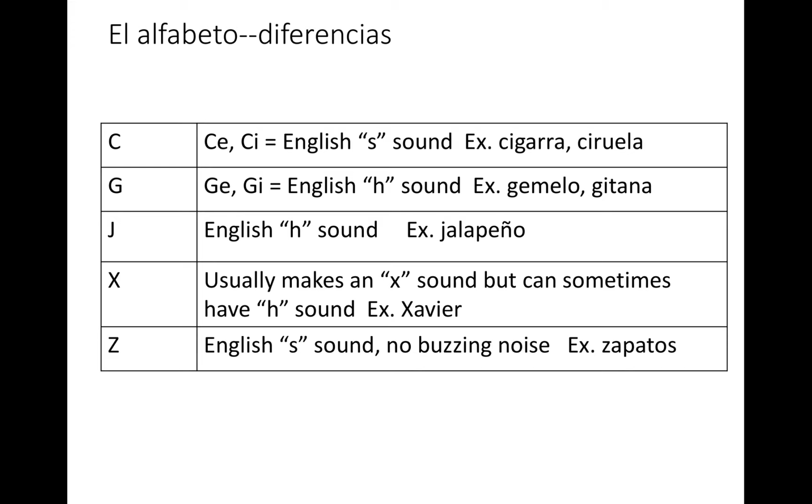The Z is different than English. It has no buzzing. For example, what we wear on our feet are zapatos. Nobody has zapatos because they don't exist. They have to be zapatos.